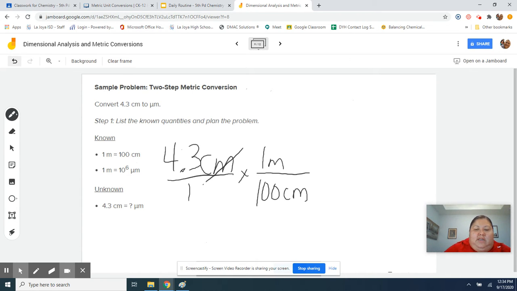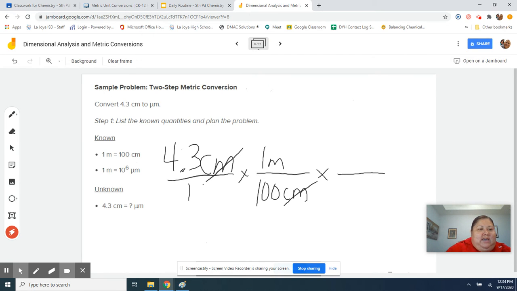Now you see how we can cancel these? Mario, Oscar, and Christian? Yes. Okay, now I'm going to ask you again, Mario, Christian, and Oscar. I'm going to use the second bullet now. Where would meters need to go in order to cancel? Top or bottom?